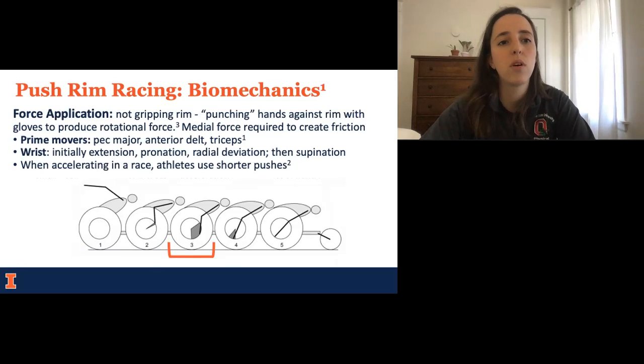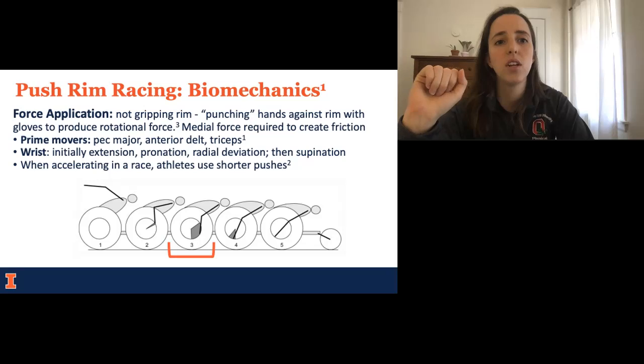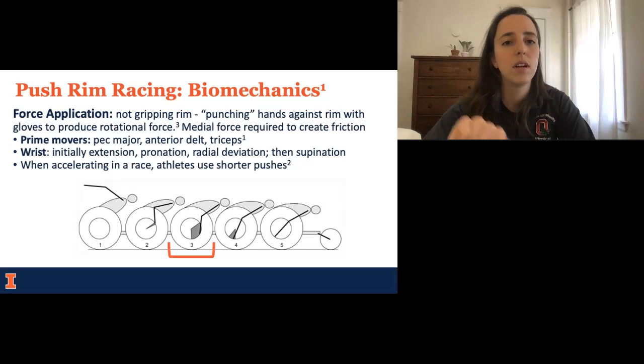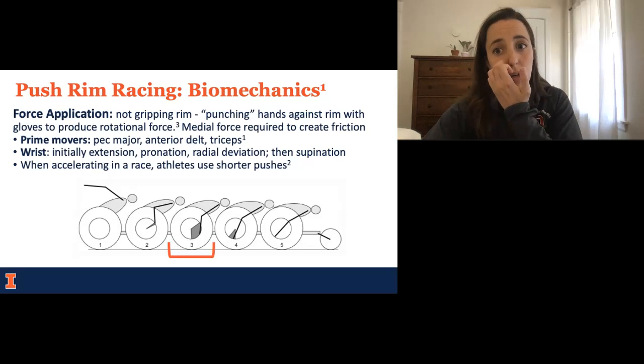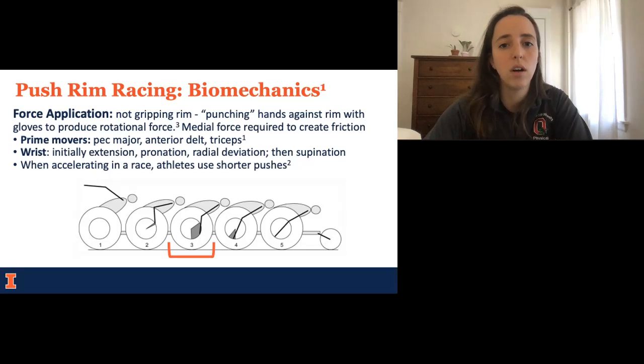And so, like I said before, the wrist is initially in extension, pronation, and radial deviation. Soon after it hits, you get a quick supination to get some power there. And then when you're accelerating in a race, you're going to use shorter pushes. So when you're really trying to be explosive, you're going to use short, fast pushes. And then once you get up to speed, you're going to use long, more fluid pushes.